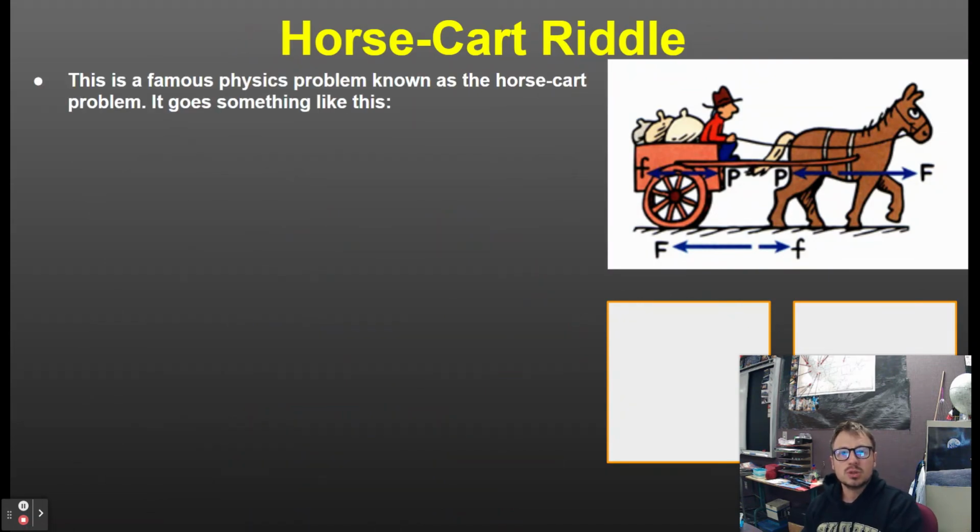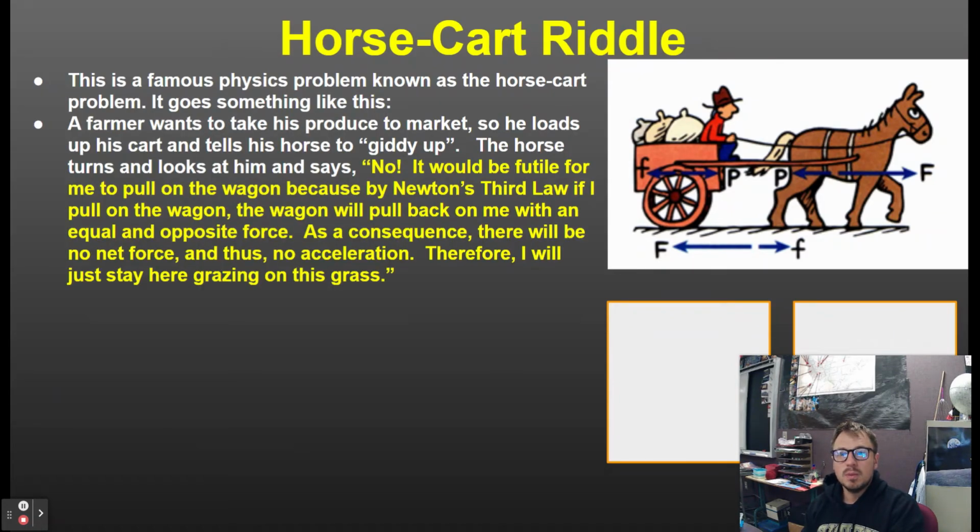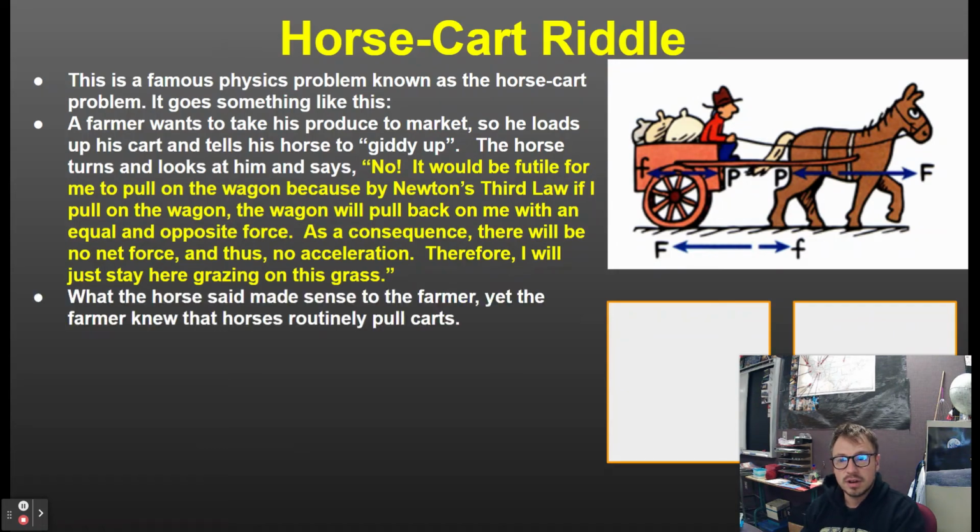So let's look at this horse cart riddle. There's a famous physics problem known as the horse cart problem. It goes something like this. A farmer wants to take his produce to market, so he loads up his cart and tells his horse to giddy up. The horse turns and looks at him and says, "No, it would be futile for me to pull on the wagon because by Newton's third law, if I pull on the wagon, it will pull back on me with an equal and opposite force. As a consequence, there will be no net force and thus no acceleration. Therefore, I will just stay here grazing on the grass."